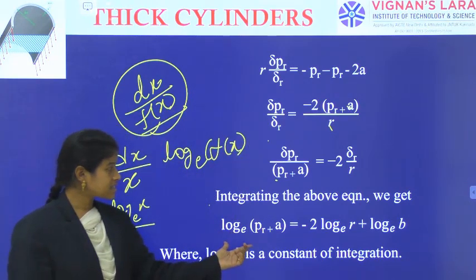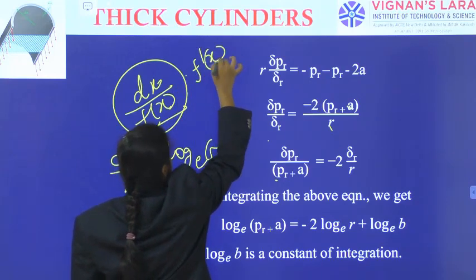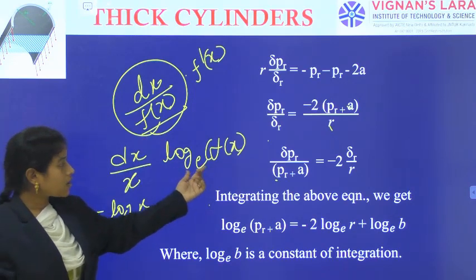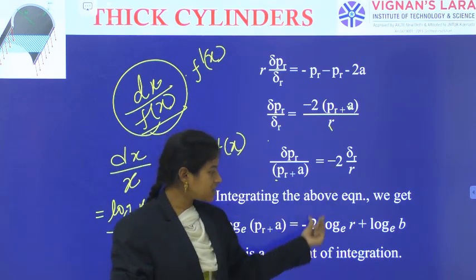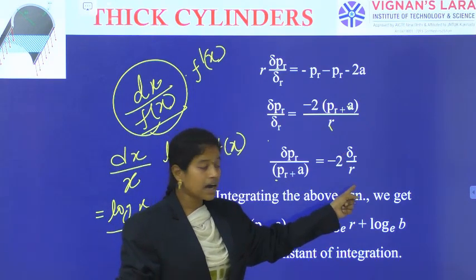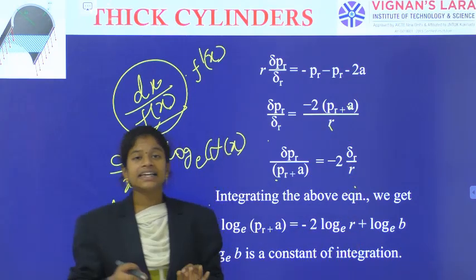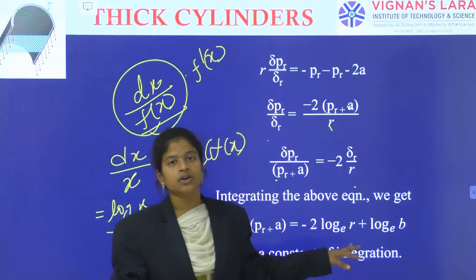Okay, so this f of x, and if possible, here you should indicate f dash, it is some more function. So log of f of x, and also here minus 2 as it is I am keeping, delta r by r again 1 over x, so log of r, and integration has happened, that's why some integration constant will come.